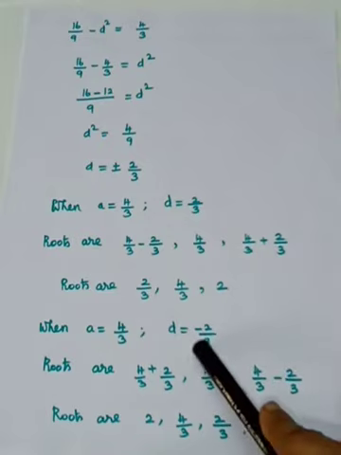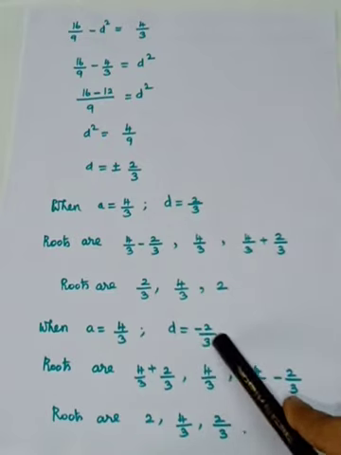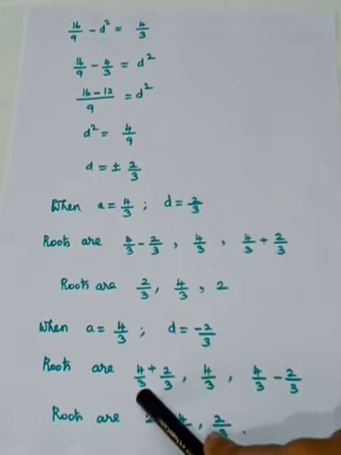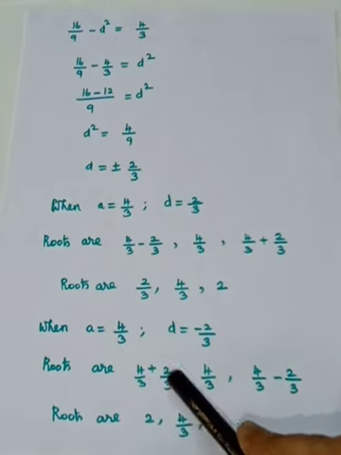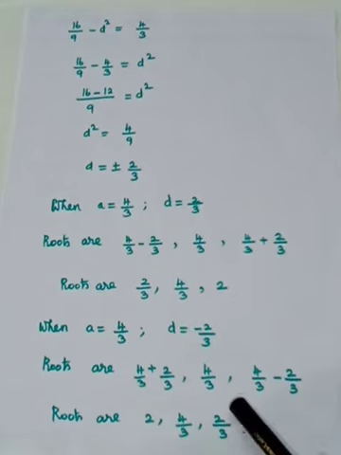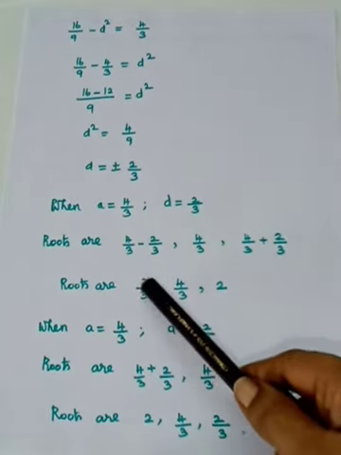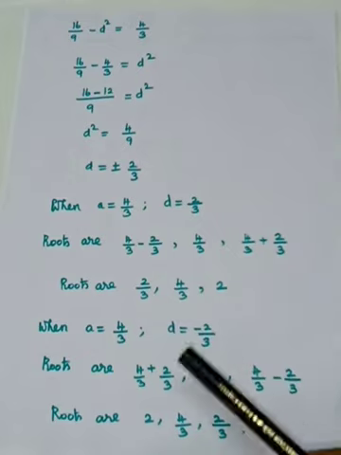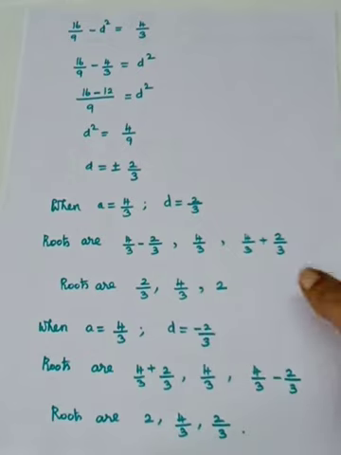In the reverse order, d is minus 2 by 3, which means a minus of minus 2 by 3, that is plus 2 by 3. Here you will have 4 by 3 minus 2 by 3. So it will be in the reverse order. Therefore the roots are either 2 by 3, 4 by 3, 2, otherwise 2, 4 by 3, 2 by 3.